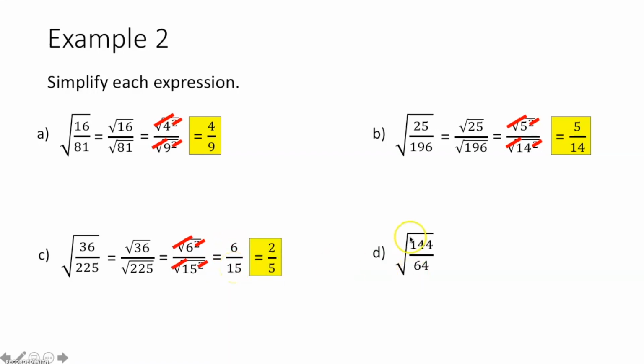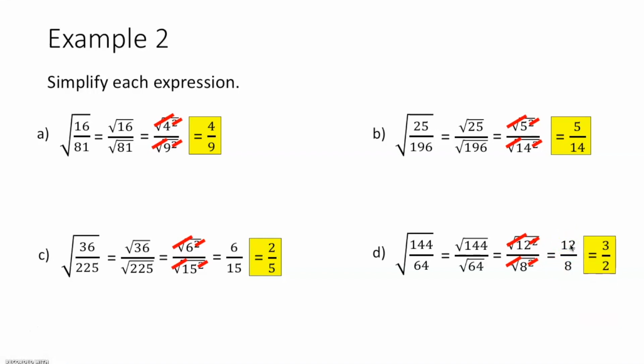Lastly, we have the square root of 144 over 64. We rewrite it so it's the square root of the numerator over the square root of the denominator. What number squared is equal to 144? That's 12, so we rewrite that as 12 squared. And then 64, that's going to be 8, so 8 squared we plug in for 64. The square root and the squares cancel each other out, and we are left with 12 over 8. But again, can we simplify this? Yes, we can actually divide 4 into each of these. So I get 3 over 2 as my final answer.